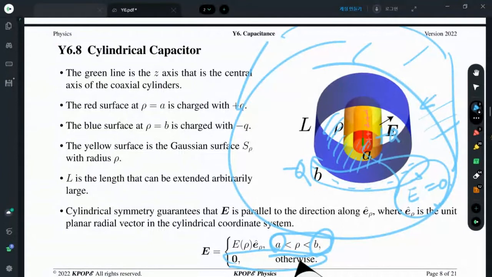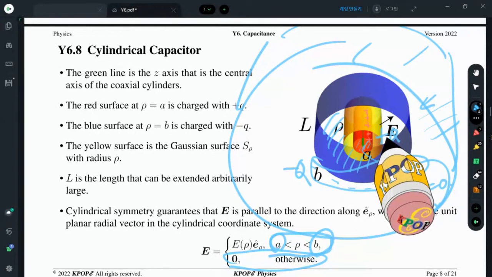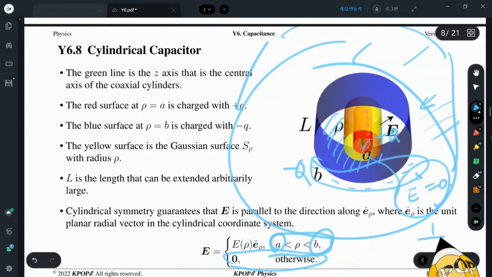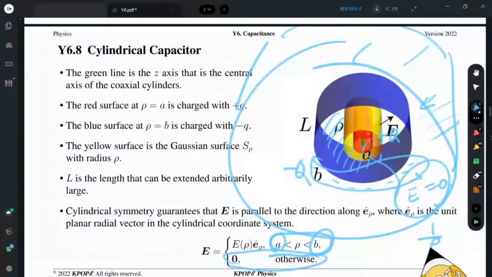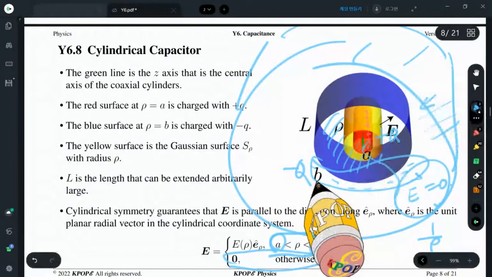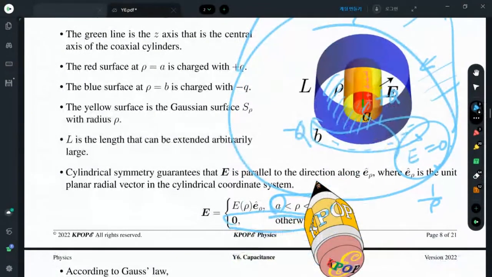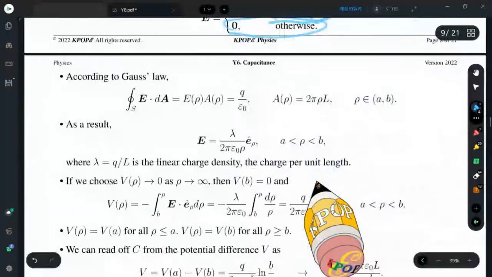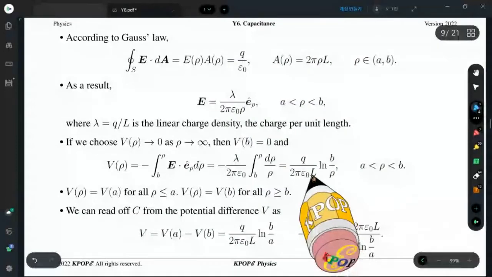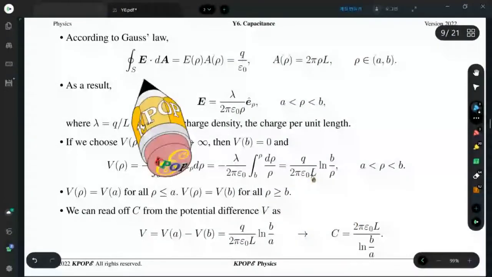In the case of a parallel plate capacitor, the electric field was constant. However, in this case, the electric field decreases by a factor of 1 over rho. We know this very well if you have studied Gauss's law and the following computation for the electric field already. But let me repeat that calculation using Gauss's law.